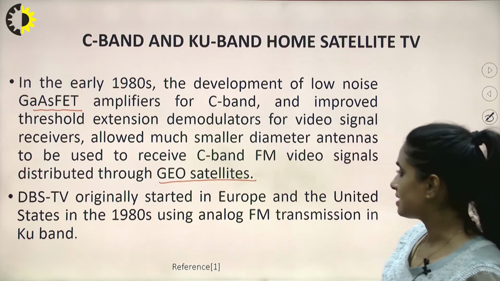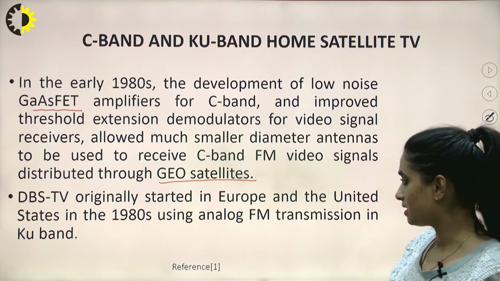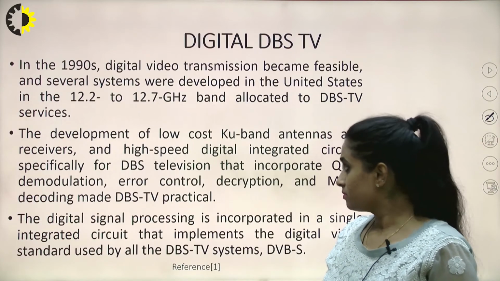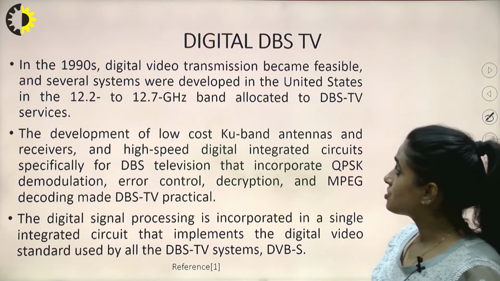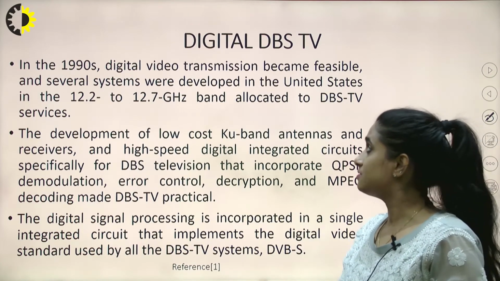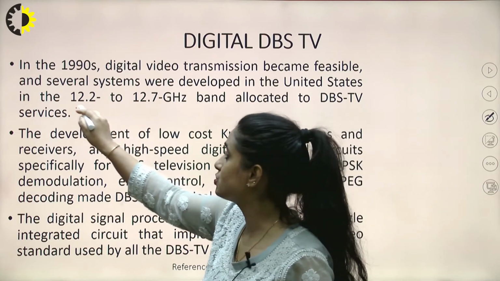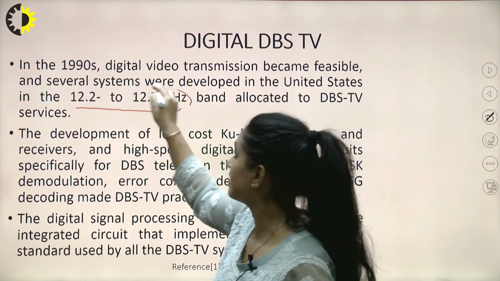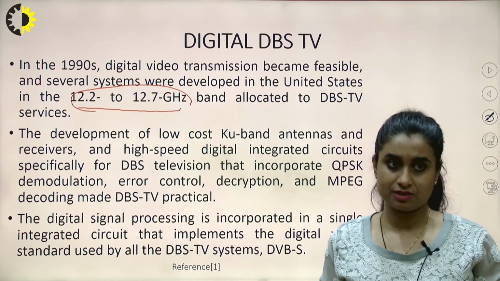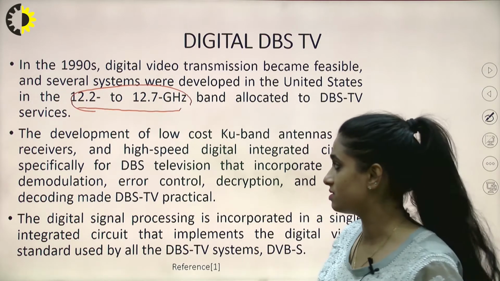DBS-TV originally started in Europe and the United States in the 1980s using analog FM transmission in Ku band. In the 1990s, digital video transmission became feasible and several systems were developed in the United States at 12.2 to 12.7 gigahertz. In this Ku band, we perform most of our communication. This is a band specifically allotted to DBS-TV services.